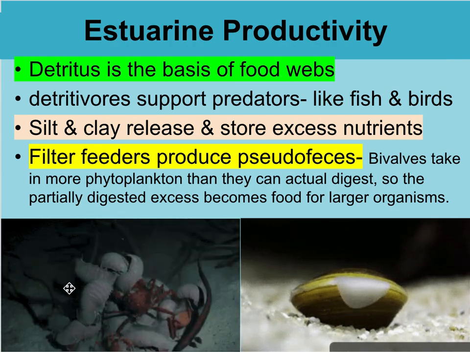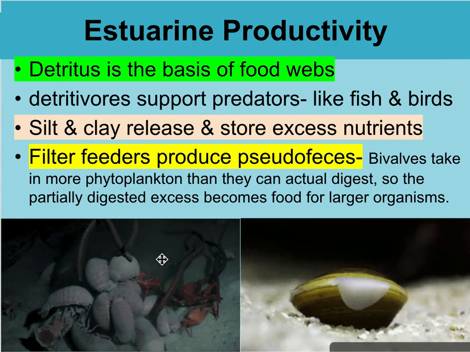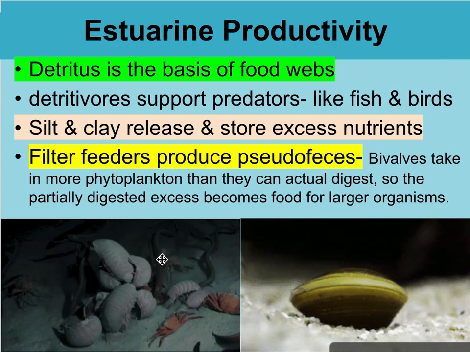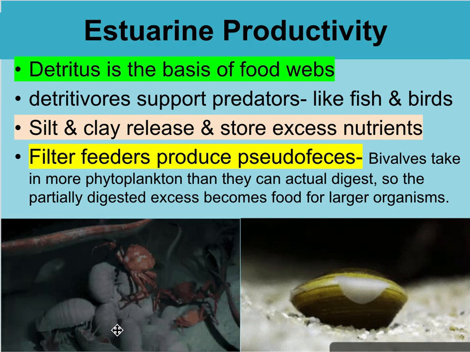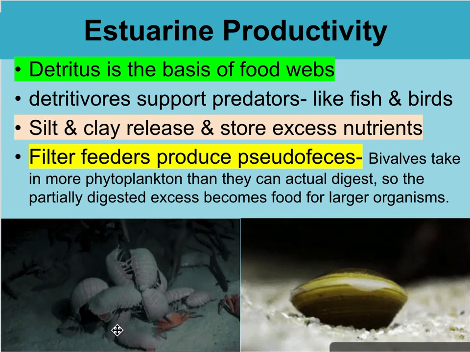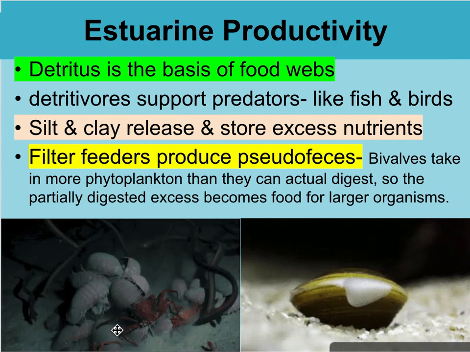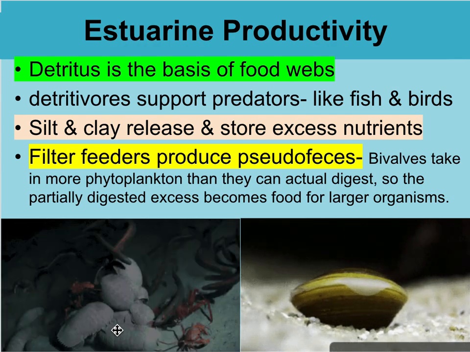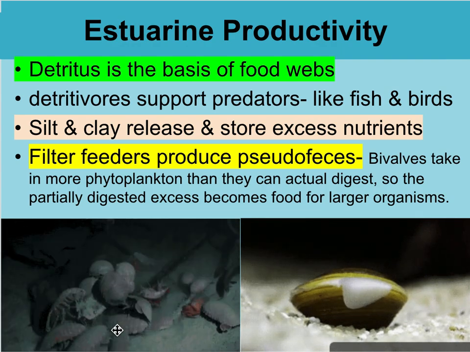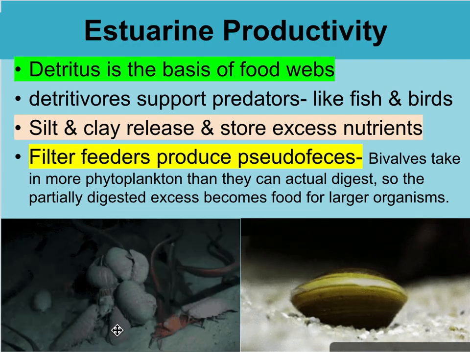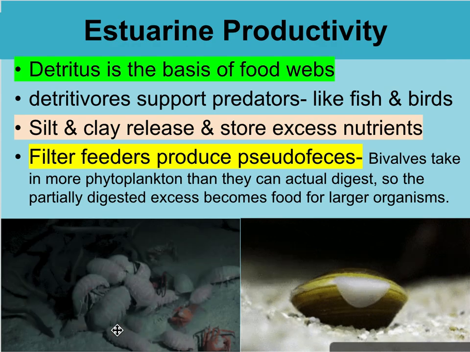So the detritus, again, the dead and decaying matter, provides the basis of the food web. And I tried to show the dead and decaying matter here and how many organisms come here to eat. And obviously that plays up the food web, where other organisms benefit from that dead and decaying matter as larger and larger things eat smaller things.